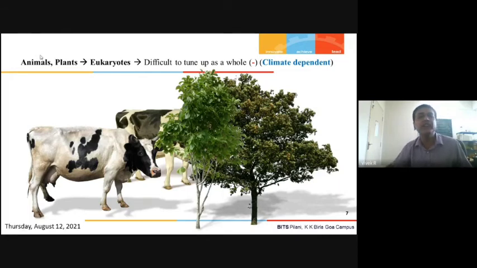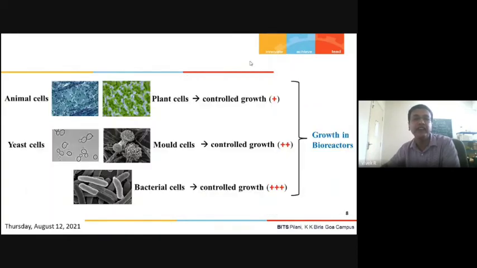When we are trying to grow animals or plants, they are eukaryotes, and we treat them as one single species. It is very difficult to tune them up because they are climate dependent. So I'm indicating this with a minus, because we have little or no control over the growth. Even if there is control, it is not on the benefiting side.